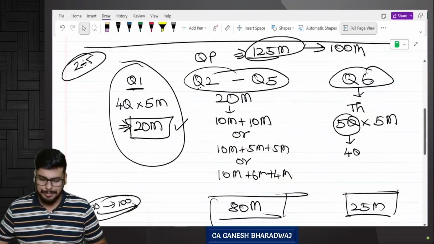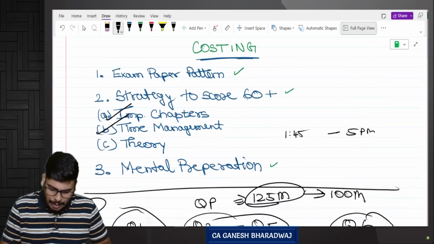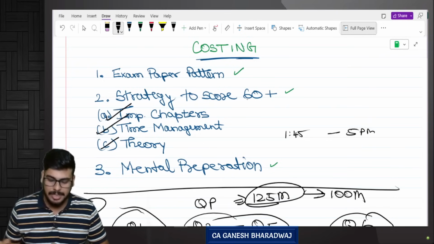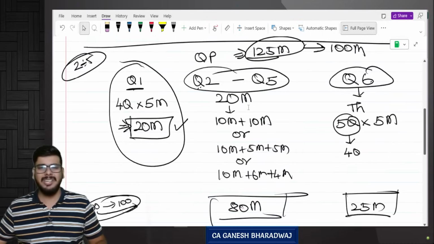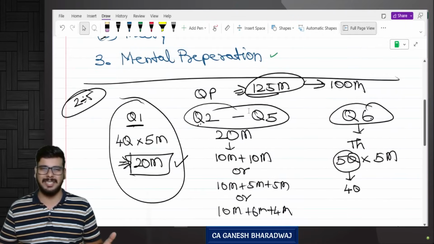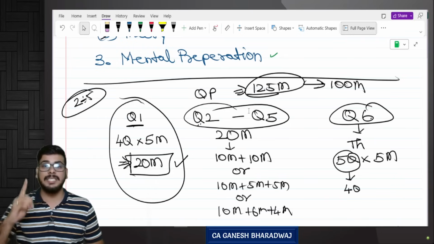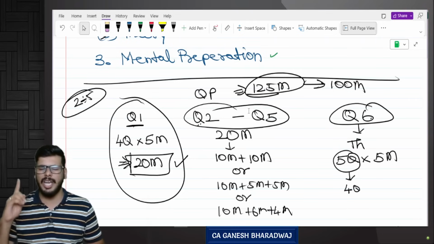Right. Now, the most important part that I want to talk about with respect to time management is theory. Generally, students say, costing, sir, it's a practical paper. We don't study theory. We don't want to know theory also. We are not going to study anyways. That is a grave mistake, guys. Don't ever go to your costing exam without touching theory.